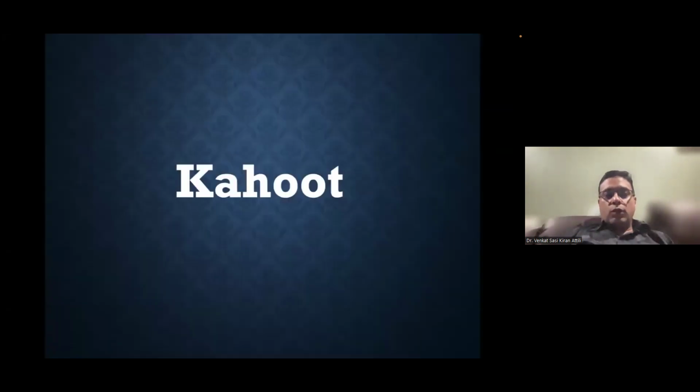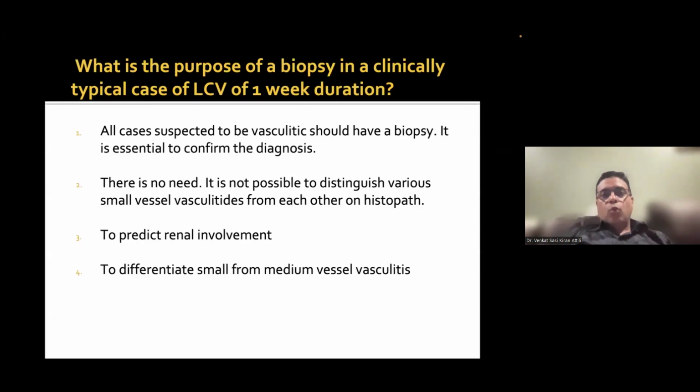Okay. Now, next question. What is the purpose of a biopsy in a clinically typical case of LCV, leukocytoclastic vasculitis, of 1 week duration? Okay. All cases suspect to be vasculitis should have a biopsy. It is essential to confirm the diagnosis. To confirm the diagnosis, basically, that's the purpose.